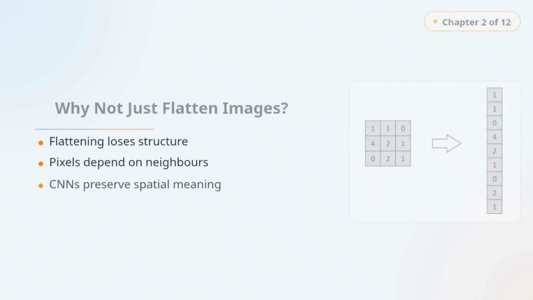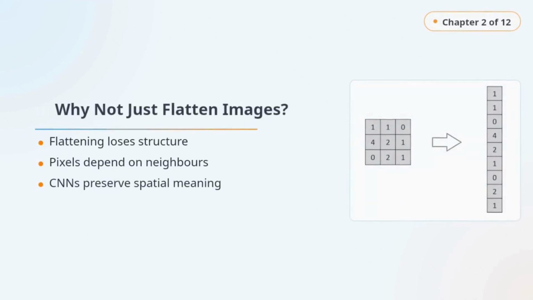At first glance, an image is just a matrix of numbers, so you may think we can simply flatten it and send it into a normal neural network. But that throws away spatial relationships. In images, nearby pixels matter together. CNNs keep that local structure and use it to learn much better.